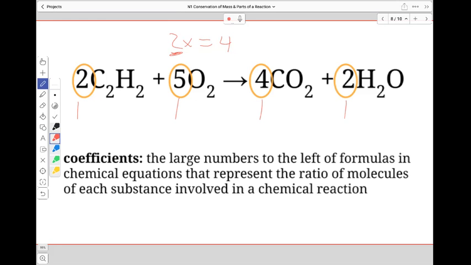That would be a coefficient. That would be a coefficient. Those represent the ratio of molecules of each substance involved in the chemical reaction. So in reality, I have something that we could say is a 2 to 5 to 4 to 2 ratio. It's a big ratio.